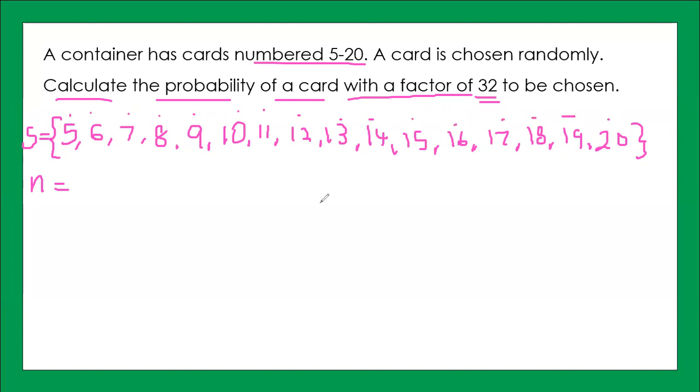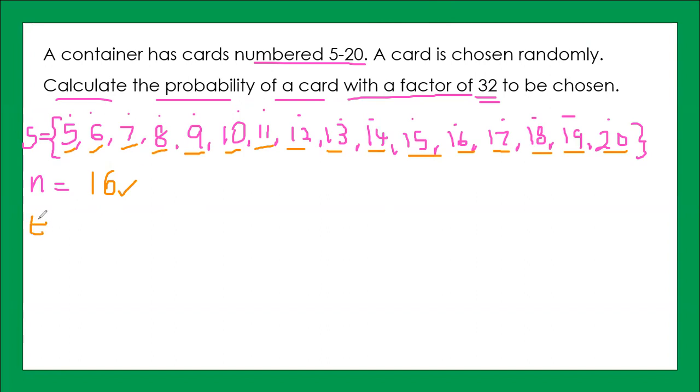Can you see that? Where did you get 16 from? Did I count wrongly? Let me recount again. 1, 2, 3, 4, 5, 6, 7, 8, 9, 10, 11, 12, 13, 14, 15, 16. You are right, Fatin. So my N is 16. Okay, I miscounted. So you see that? Are you following me? Now the next is the event.